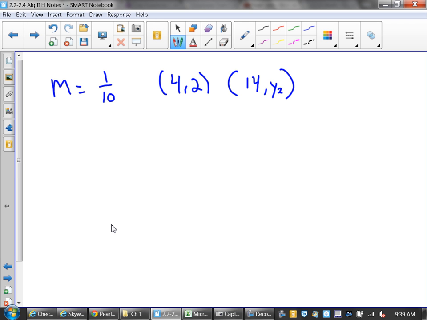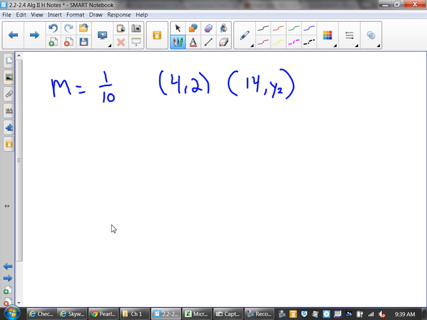What I have here is a slope of 1/10. I have a set of ordered pairs at 4 and 2. So I have an x value of 4, a y value of 2. And then the other ordered pair has an x value of 14 and an unknown y value. And what I want to do is find that missing y value.